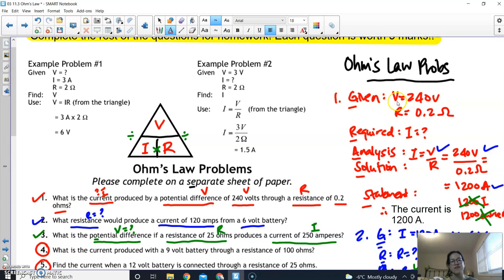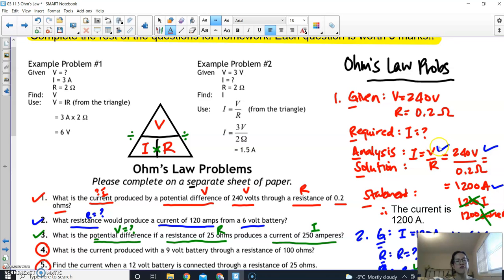So I have my V, which is 240 volts, my R, which is my resistance, and I'm going to make sure I put down the units of ohms. And then what's required is the current. I don't know what it is, and I'm going to calculate it. So I is equal to, I don't know. Okay, my analysis is I have to write down the formula. So if I'm looking for I, I'm going to cover up the I, and it's going to be equal to V divided by R, V over R.